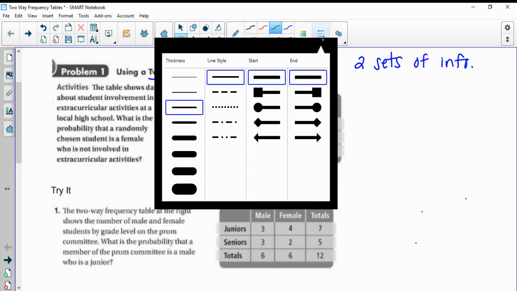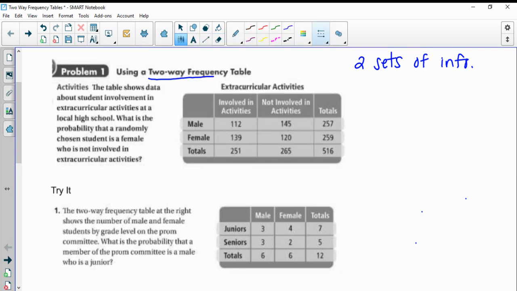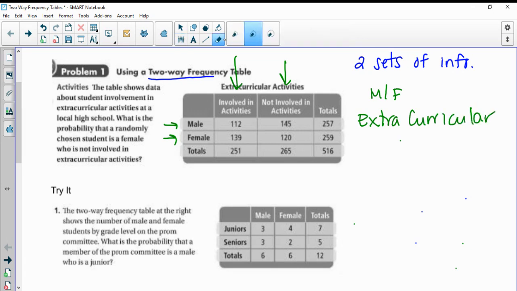and we kind of read the headings, we can see we have male and female. So that's a set of information. And we also have extracurricular activities or people that don't do extracurricular activities. So that's why it's a two-way frequency table. It tells you about two sets of information.